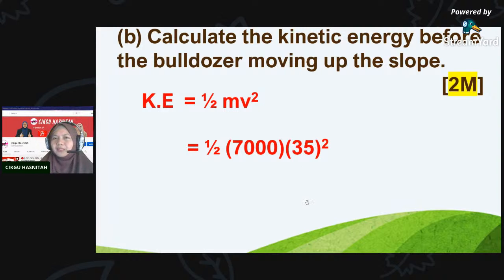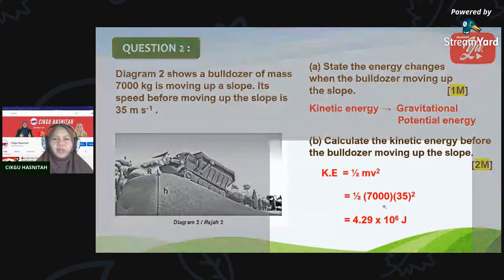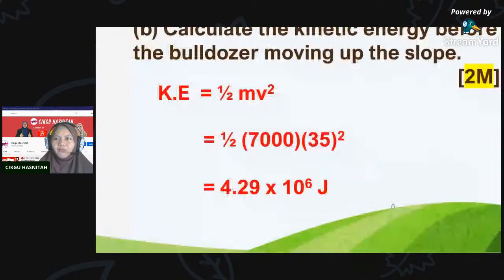So the answer is, how much kinetic energy? Yes, it is 4.29 times 10 to the power of 6 in a unit of joule. Okay, 4.29 times 10 to the power of 6 joule.